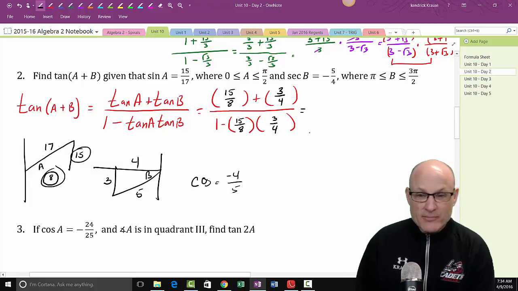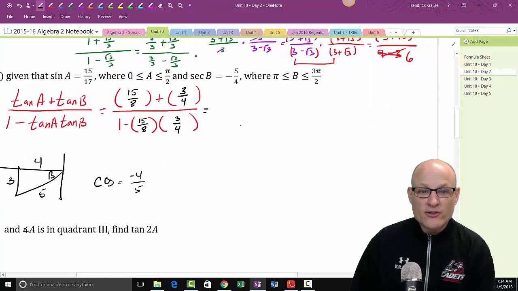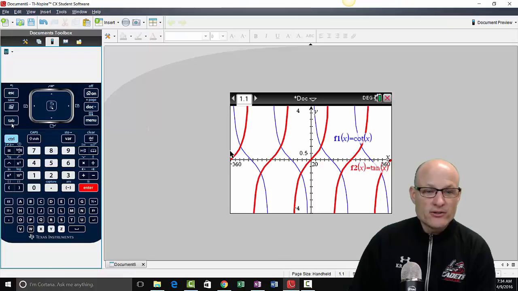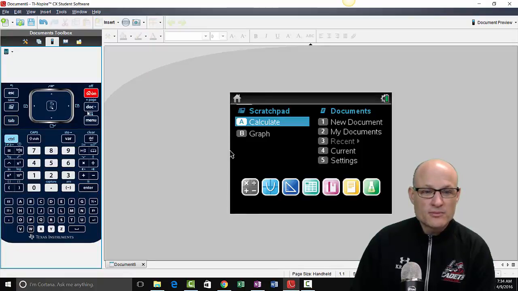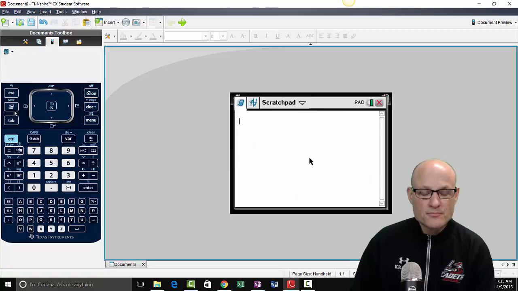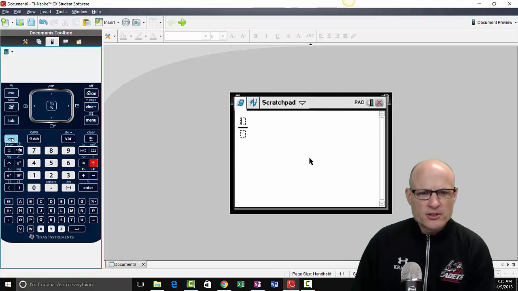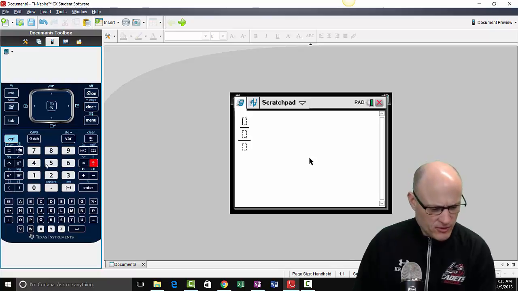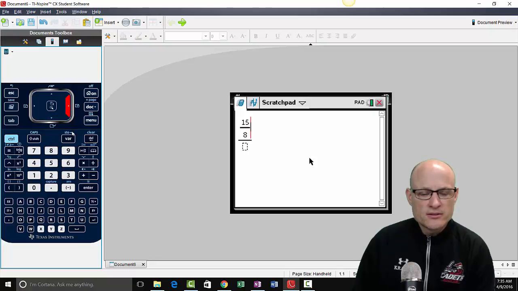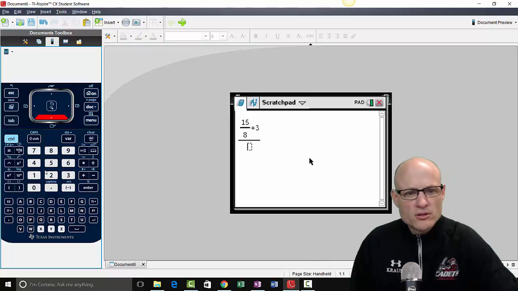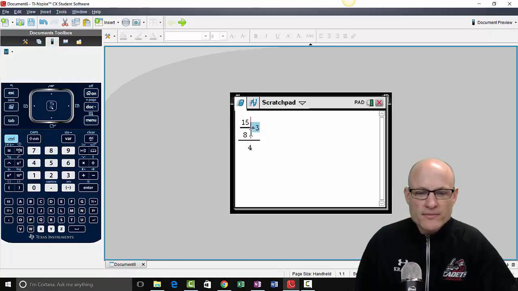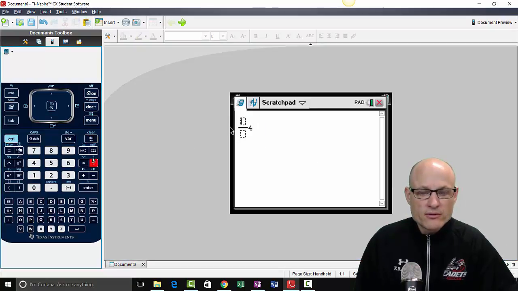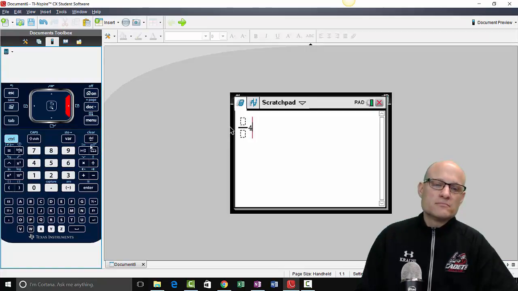So now really all I got to do is type this into my calculator, and then I can go home. Let's go into calculator mode. I go control division, 15 over 8, plus 3 over 4. Whoa, I forgot, I didn't do control division again. Let's try this again.